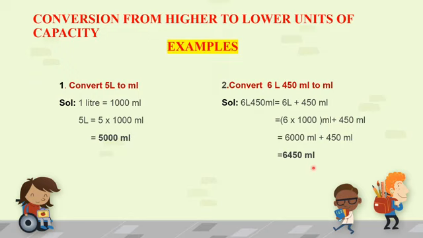Very simple way. Only two things you have to keep in mind. The first thing is the relationship between the units, higher to lower, we multiply. And what is the relationship between the units? 1 liter equals 1000 milliliter, and then you will continue with the process.